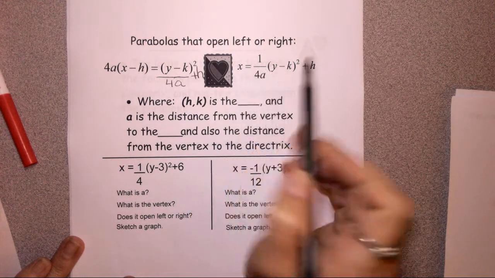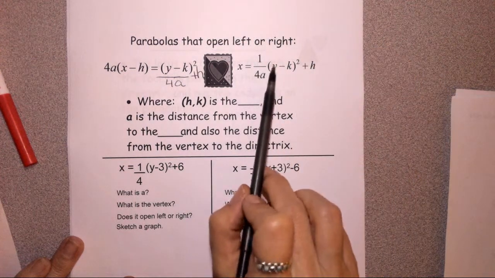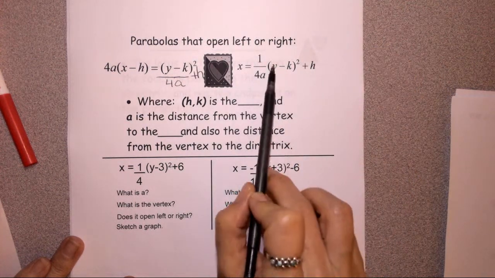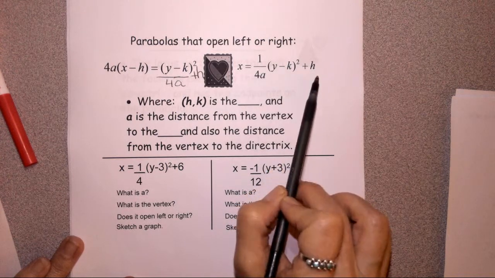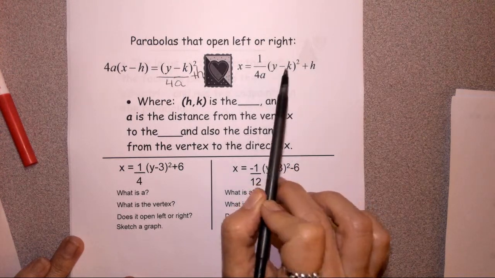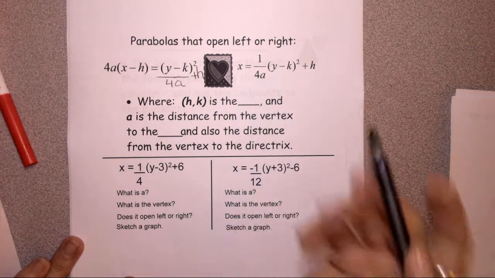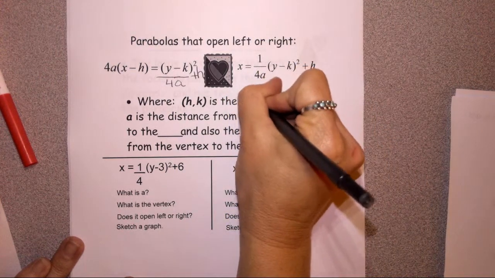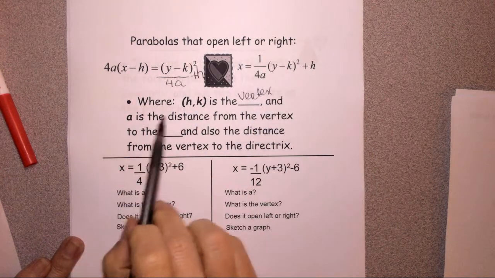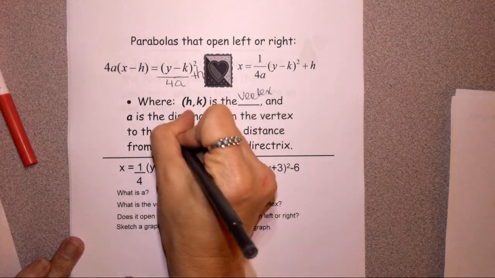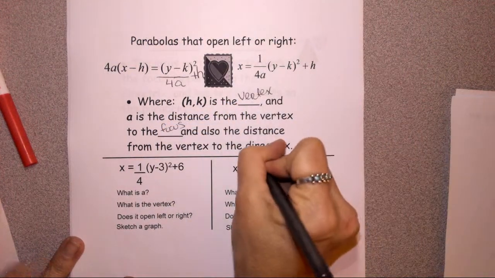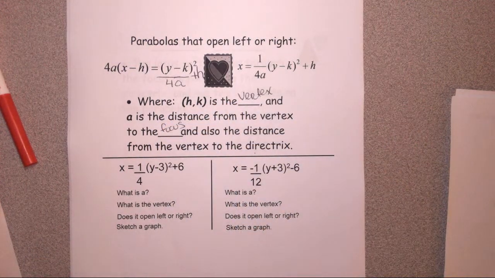Where you're going to get confused is, remember, this is my y coordinate inside. So when I write my vertex this time, this is the x, and it is what it says. This is the y, and I do the opposite. So h and k is still the vertex. That didn't change. A is still the distance from the vertex to the focus, and from the vertex to the directrix. So none of that changed.